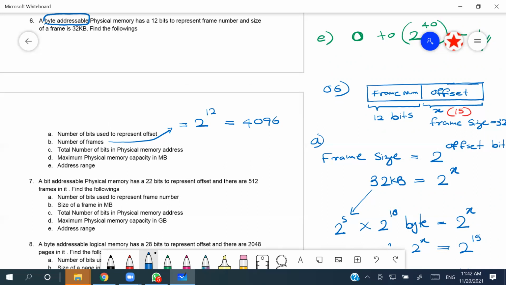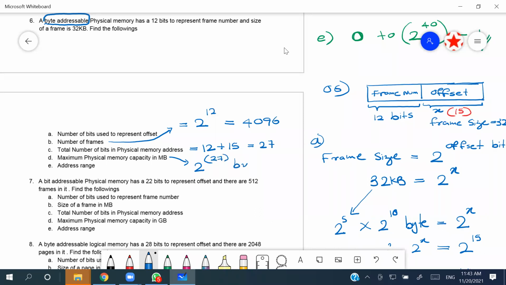Part C is asking the total number of bits in the physical memory address. It's easy. We know that X is 15. So the total number of bits is going to be 12 plus 15, which means 27. And it is asking the maximum physical memory capacity in megabytes. How are we going to find it? You can find it using 2 to the power total number of bits. That means 2 to the power 27.